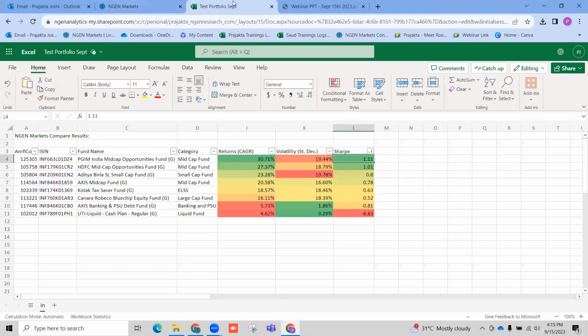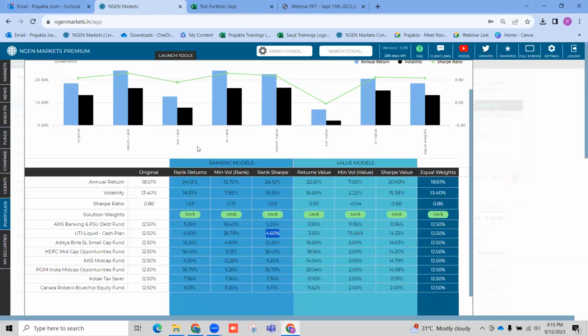So let's just corroborate that quickly. It's right there. UTI liquid cash plan, it has the lowest Sharpe ratio, which is negative 8.83, right? And therefore, it makes sense that that is the calculation logic of these ranking models, typically when we consider the ranks, volatility, and the Sharpe ratio.